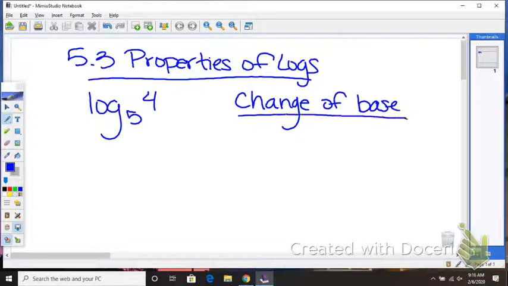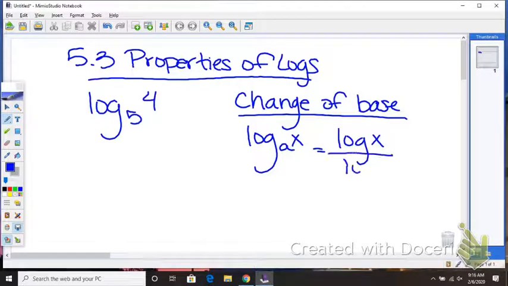Here is the change of base formula, and I'll use their letters so it matches up, A and X. So I have log base A of X, and this is when A is not 10 or E. What you do to be able to type this in your calculator is you do log of X over log of A. So this goes on the top, this goes on the bottom. The base goes to the bottom.